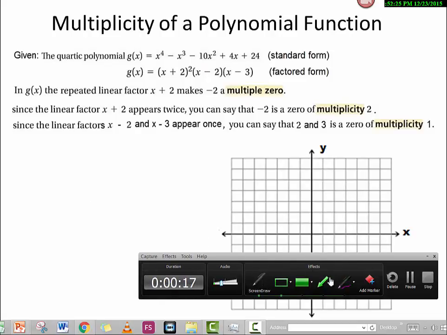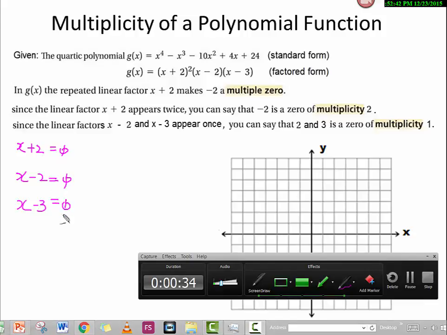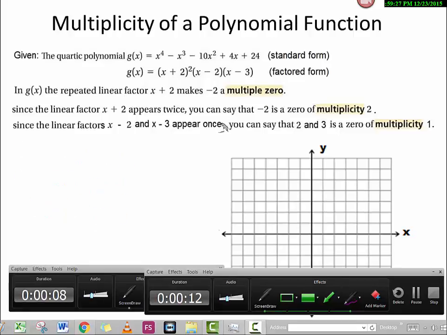Based on these three linear factors, we can find the zeros. Okay, let me show you the process. Since the first linear factor is x plus 2, and the second linear factor is x minus 2, and the third one is x minus 3, all we need to do is just set them equal to 0 and solve for x. So the zero is going to be negative 2 for the first linear factor. The zero for the next one is going to be 2, and the last zero is going to be 3. If you pay attention to these three linear factors, you know there's a difference between this one and the other two.